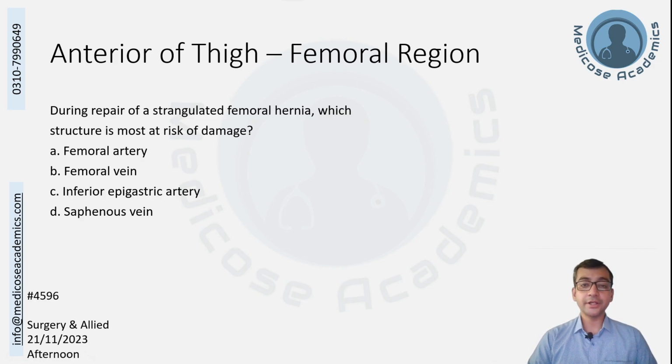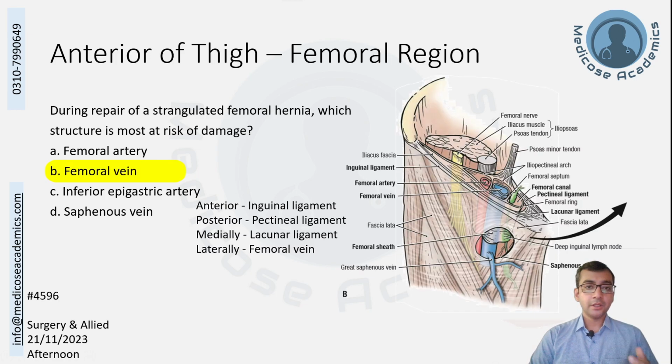During the repair of a strangulated femoral hernia, which structure is at most risk of damage? You just saw that on the lateral aspect, the femoral vein is adherent to it. You have to very carefully separate the hernia from the femoral vein, because injury to the vein will lead to profuse bleeding that can be life-threatening during the surgery.